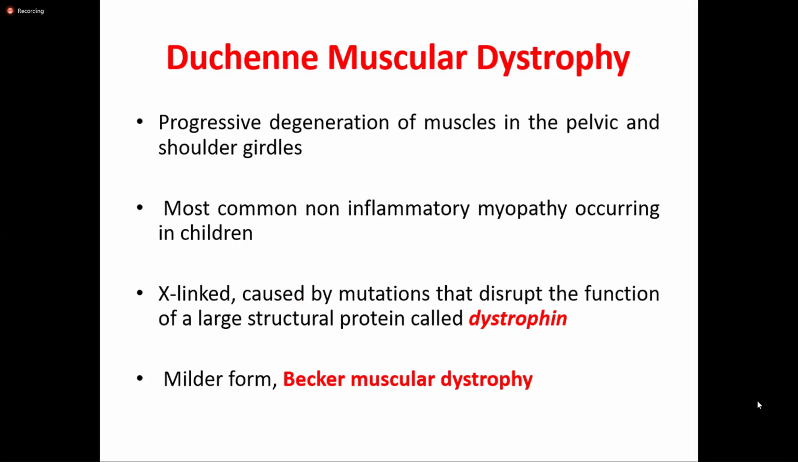It is X-linked, and there is a mutation of the protein dystrophin. This dystrophin protein is absent. So in Duchenne muscular dystrophy, the milder form is the Baker one, and it is X-linked, the most common non-inflammatory myopathy occurring in children and involving the pelvic and shoulder girdle.